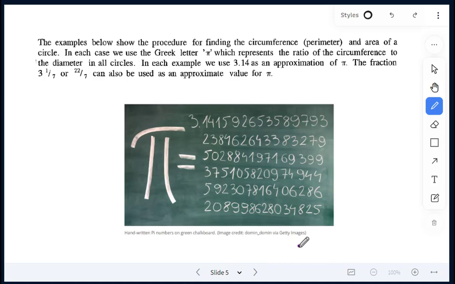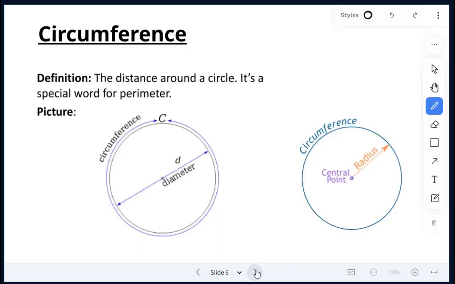We already talked about pi being an irrational number, meaning it never ends, it never repeats. So when we're in junior high, we're just going to use the first 2 decimal places. So we're just going to use 3.14 when making our calculations. All right, so the definition of circumference is the distance around a circle, which we know as perimeter. When we were looking at polygons, we called it perimeter, but for a circle, it has a specific term for it. It's called its circumference.